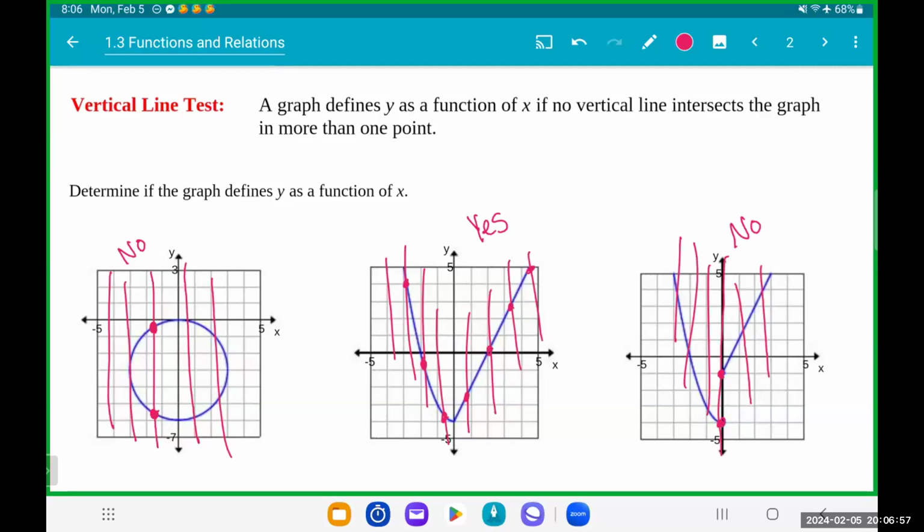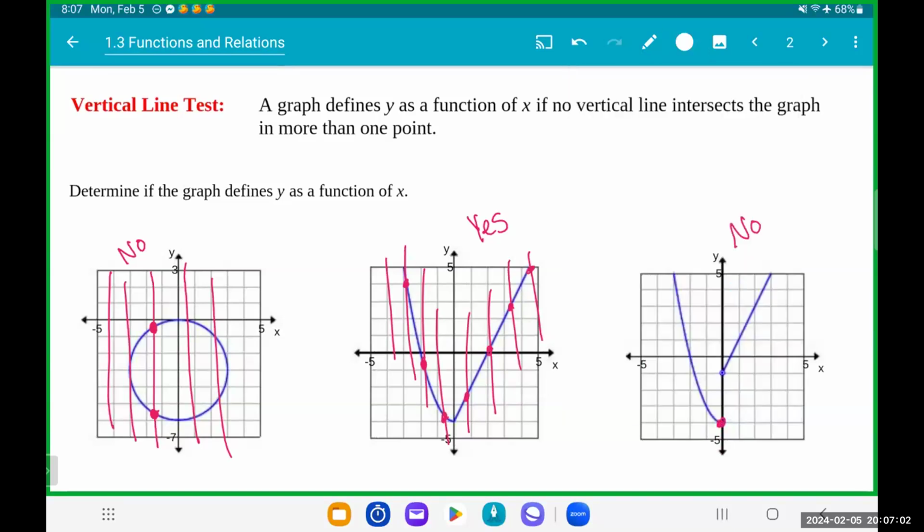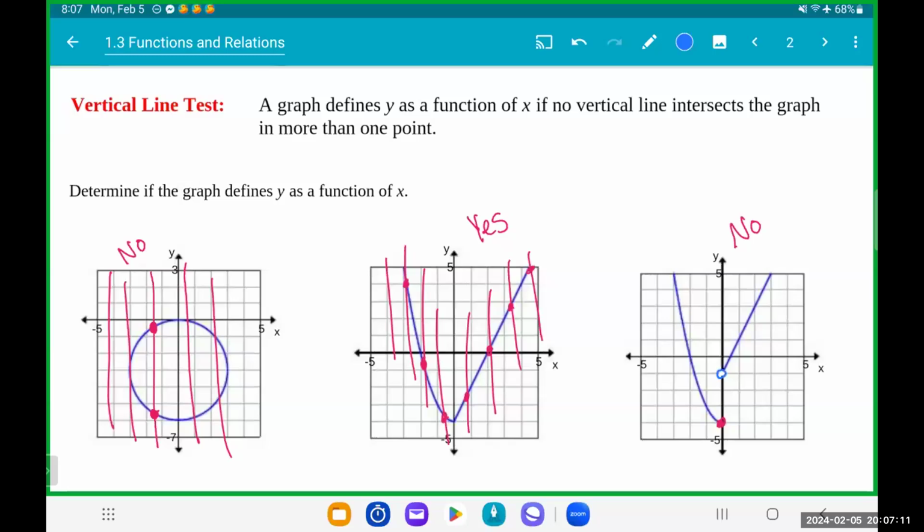Now let's say, for example, that this had been a hollow dot, not a solid dot. Hollow means it is everything up to that point, but not including that point. Then when we do our vertical line test here, it only crosses in one place because this is hollow and it doesn't include that point. So then, yes, that one would be a function.